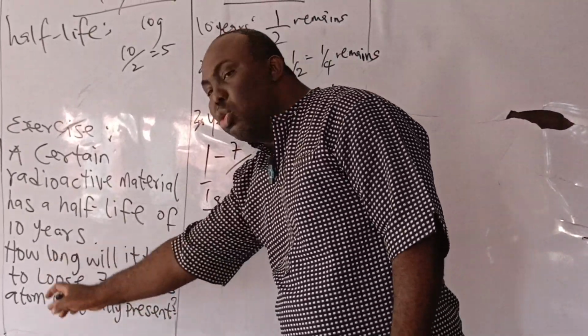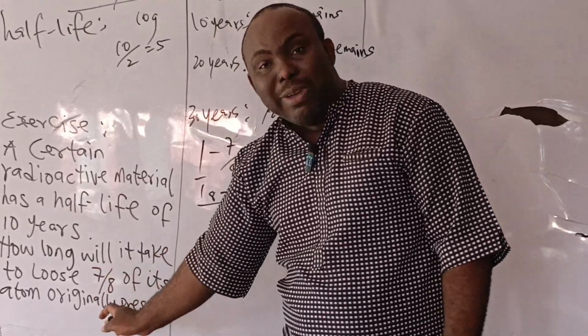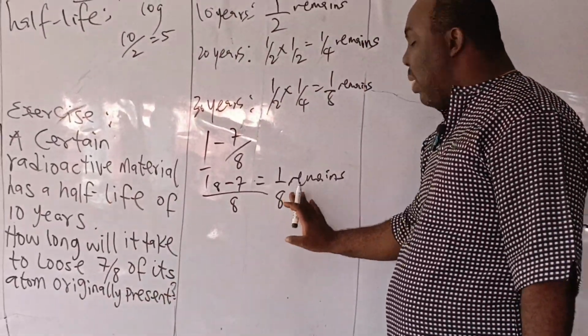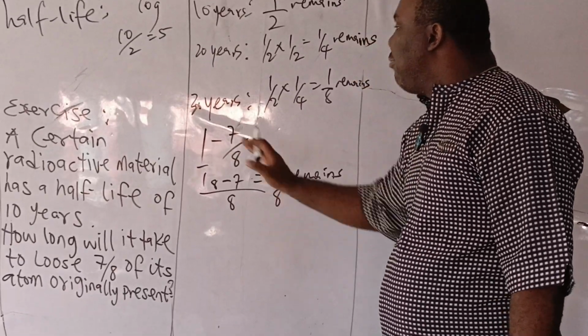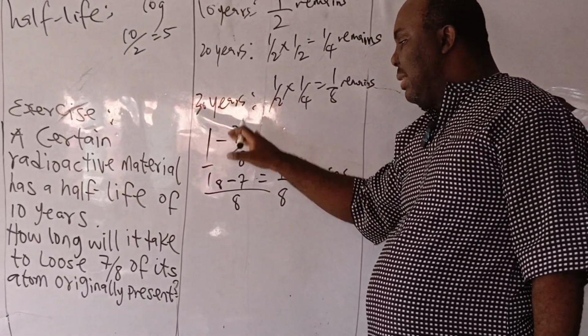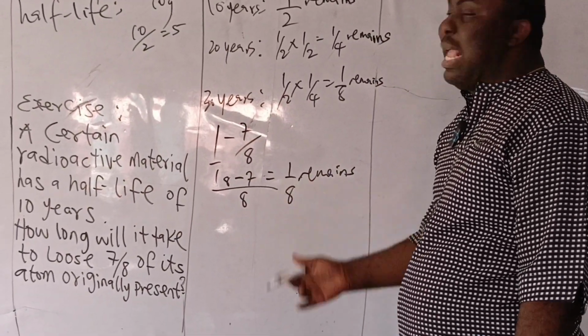How long will it take to lose 7/8? If you lose 7/8, the one that remains is 1/8, and this remains after 30 years. In 30 years. So you can see how easy it is.